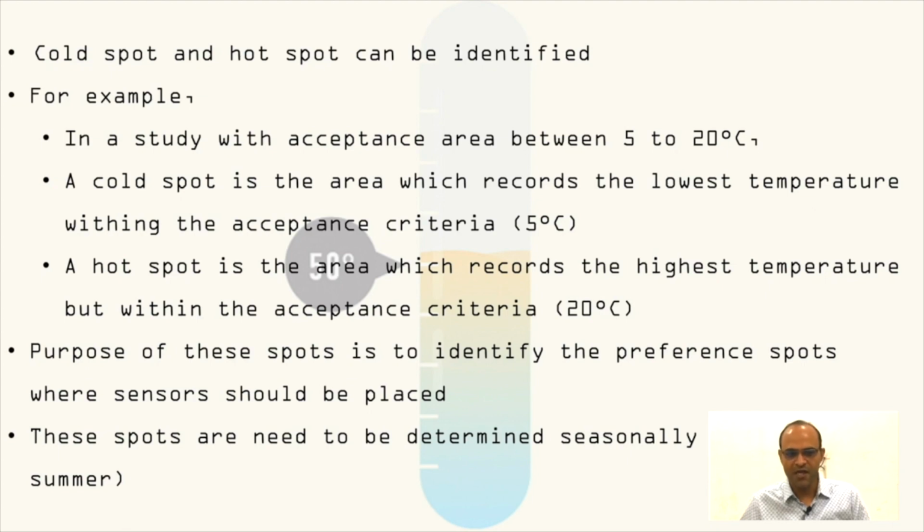A cold spot is the area which records the lowest temperature. For example, if the area is recording a temperature of 4 degrees Celsius, then this particular spot will be recorded as a cold spot. Similarly, a hot spot is the area which records the highest temperature, for example above the criteria of 20 degrees Celsius. The purpose of identifying these spots is to determine the preferred spots where the sensors should be placed. These spots need to be determined seasonally because the variation depends on the seasons, for example winter, summer, autumn.